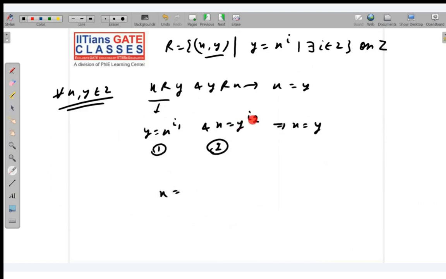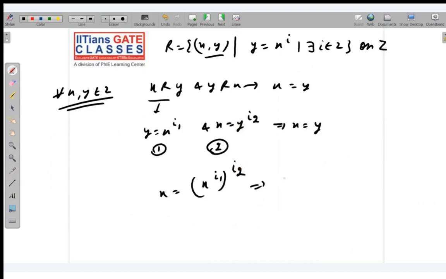x is equal to y power i2, but y is x power i1. So what should we say? x should be equal to x power i1, power i2. Are you getting it? x is equal to y power i2 when y is x power i1. So simply put, x is equal to x power i1 power i2. Any doubt? Understood, sir.